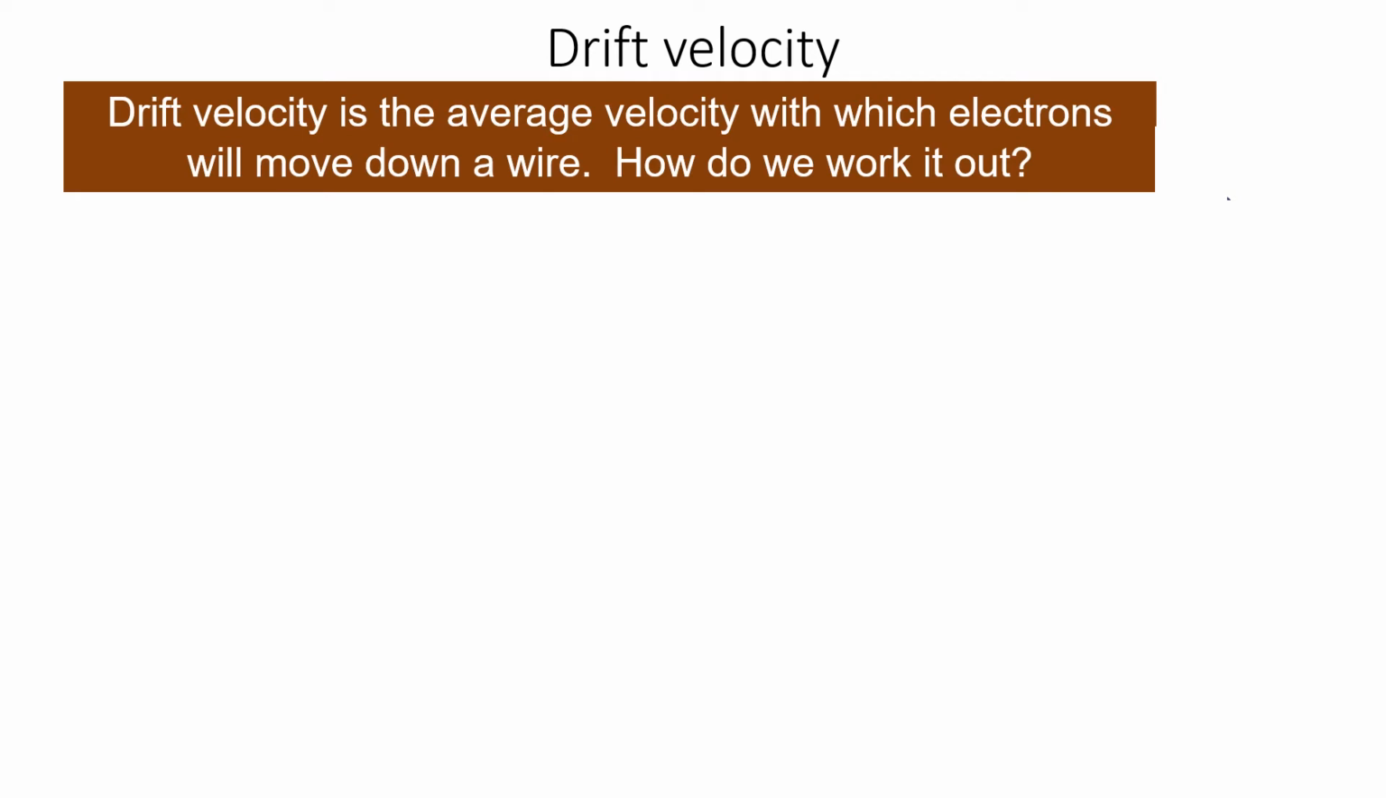So we've already defined drift velocity as the average velocity with which electrons will move down a wire. But how do we work it out? We can't actually measure the speed of individual electrons. Have a think about how this could be done.